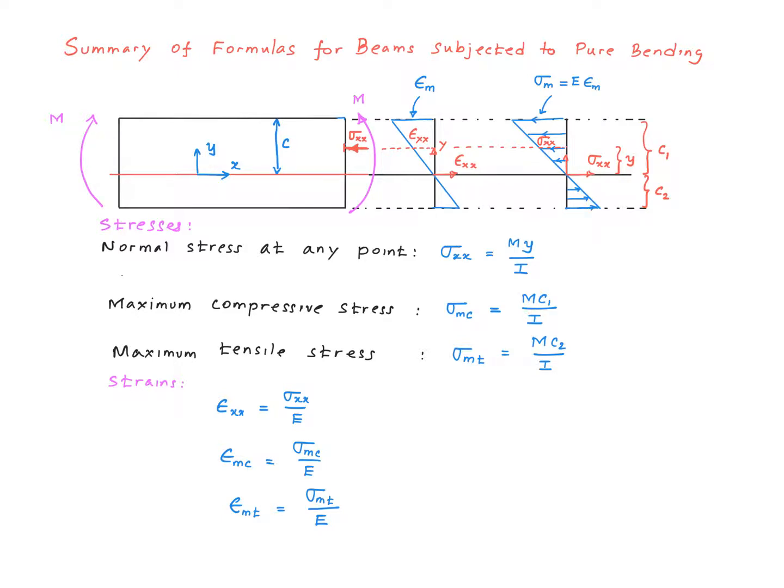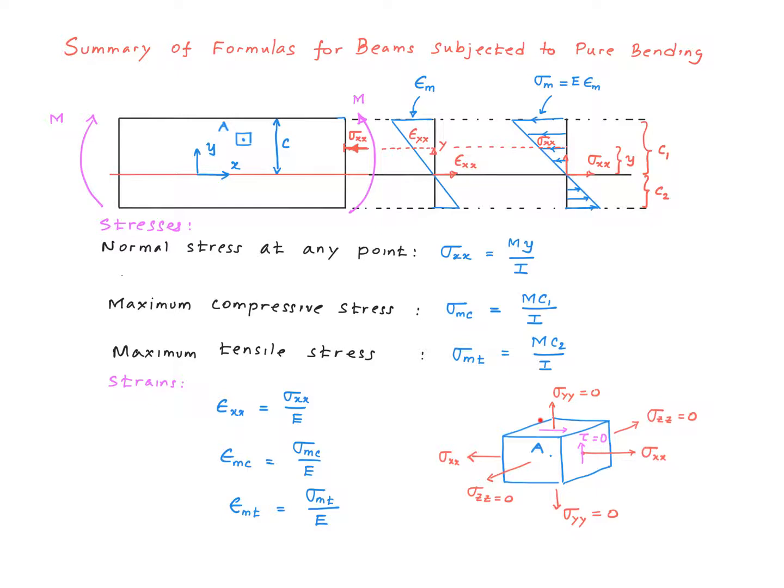So that's what this equation is. And similarly, if I'm interested in finding the maximum tensile stress, which is going to happen at the bottom of the beam, all I have to do is use c2 for y. So c2 is the distance measured from the neutral axis to the bottom of the beam. Now if I want to calculate the strains at any of these points, all I have to do is take the stress and divide that by the Young's modulus. So now we have simple practical equations for calculating the stresses and strains.